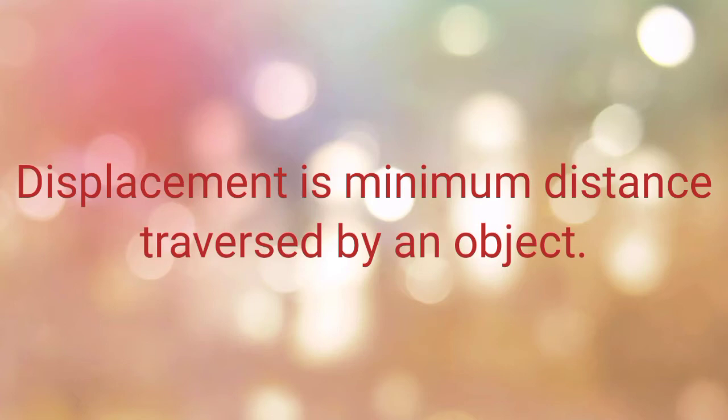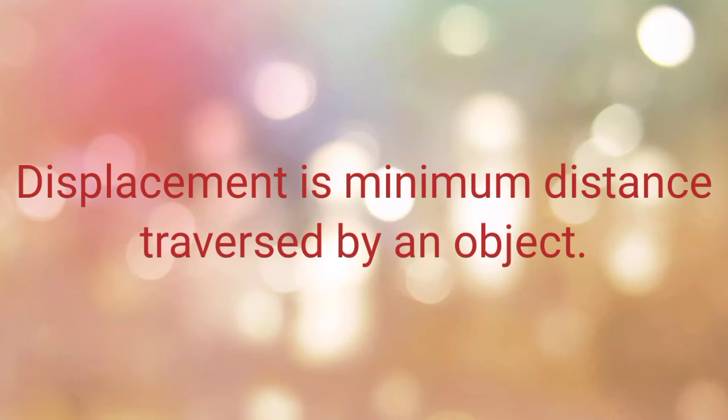Distance has no direction and displacement has a direction. So distance is a scalar quantity and displacement is a vector quantity. Distance cannot be 0, but displacement can be 0. So this is the difference between distance and displacement.